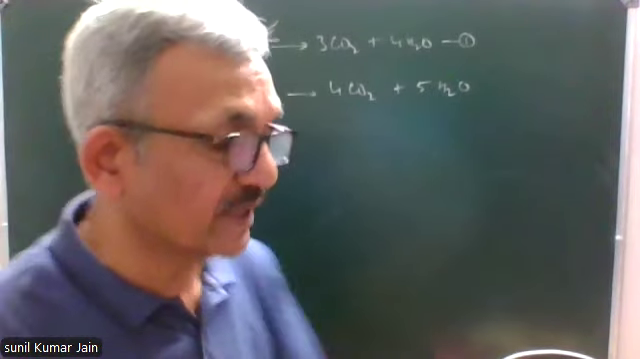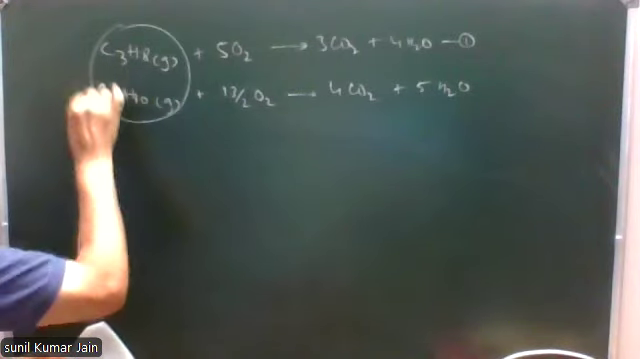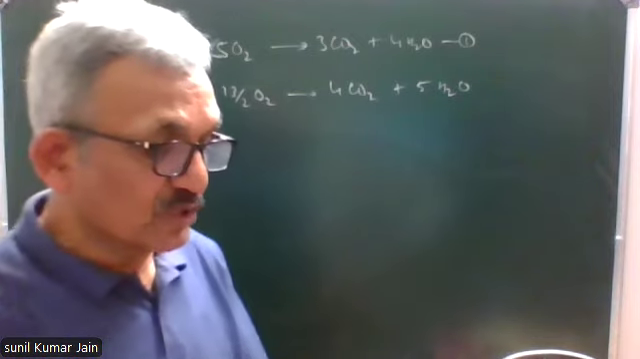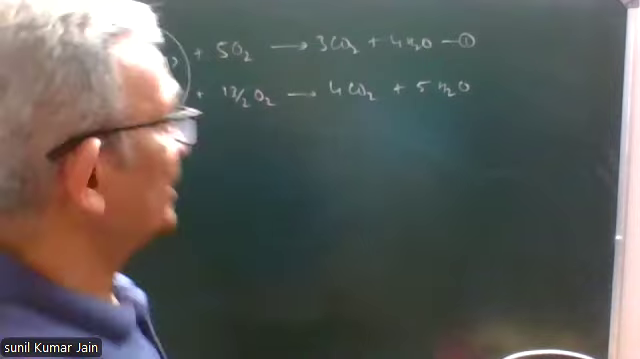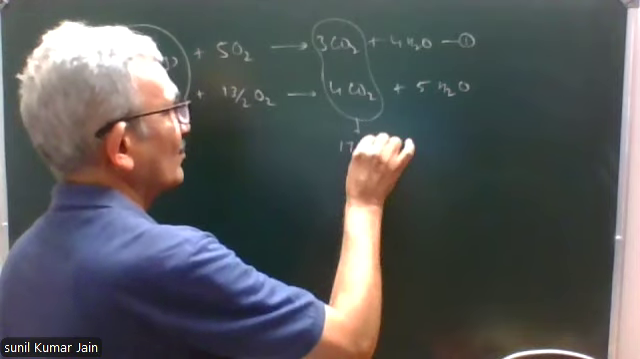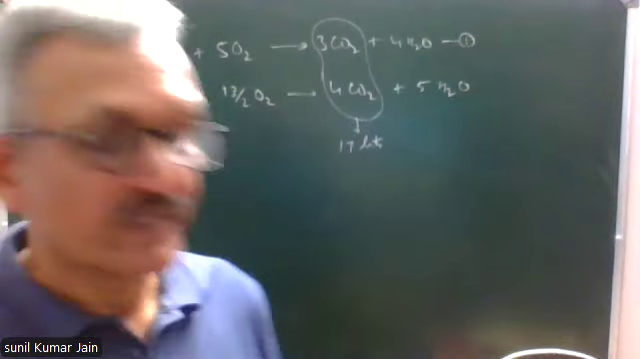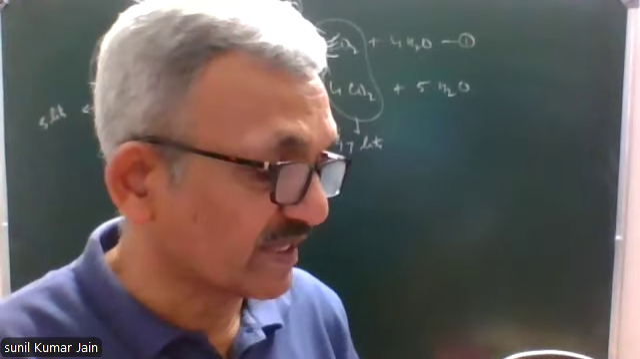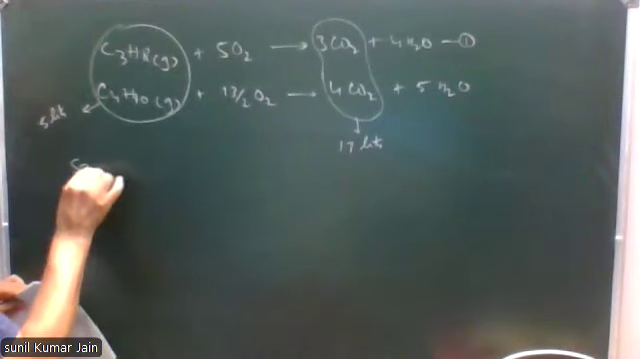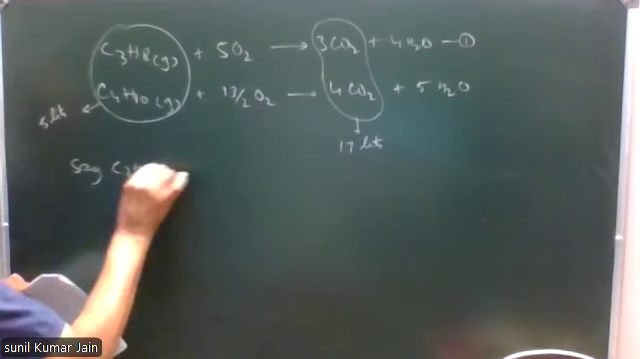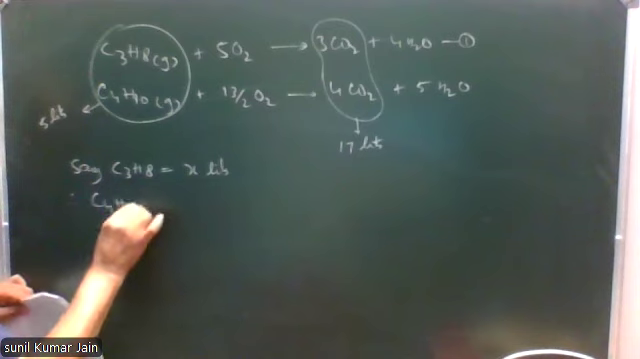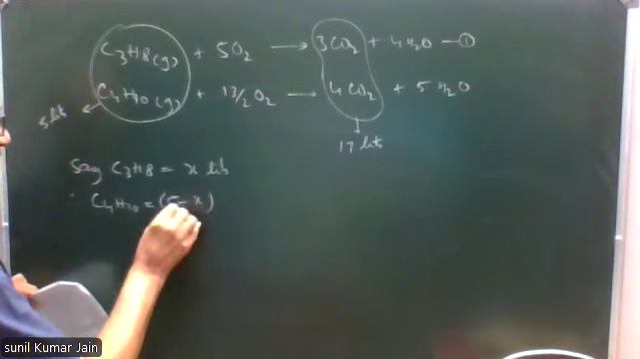5 liters mixture of propane and butane. Mixture of these two is 5 liters. Produce 17 liters of carbon dioxide on complete combustion. So total carbon dioxide produced is 17 liters. Calculate percentage composition of the mixture. Say propane is X liters. Therefore, butane will be 5 minus X liters.